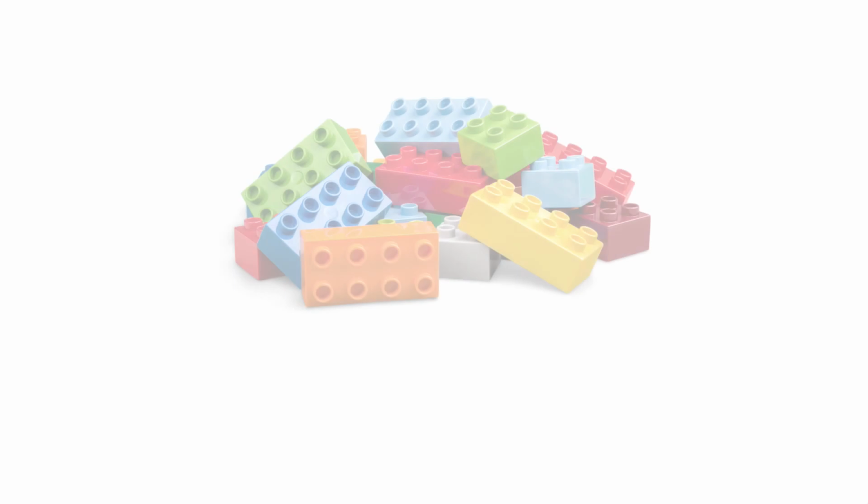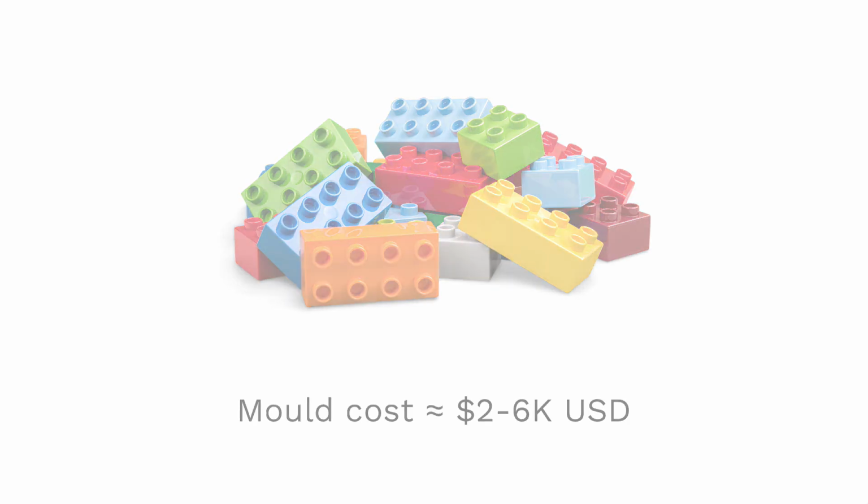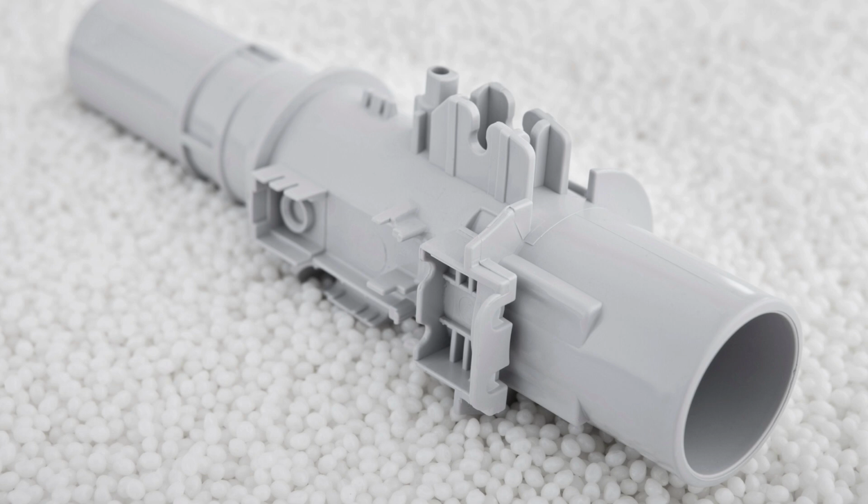Now, if we're talking about more normal but still simple parts, like, I don't know, a Lego piece, for example, then generally the cost will land between $2,000 and $6,000. Then if we move to a little bit more complicated parts, with perhaps holes on the sides and a complex geometry, then we can very quickly get to mold costs of about $20,000.